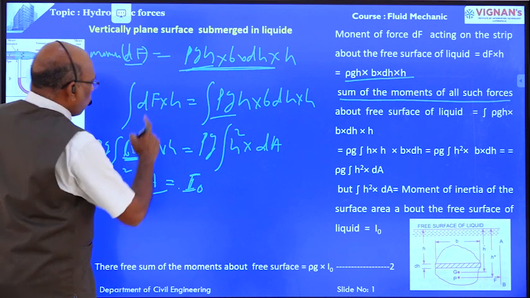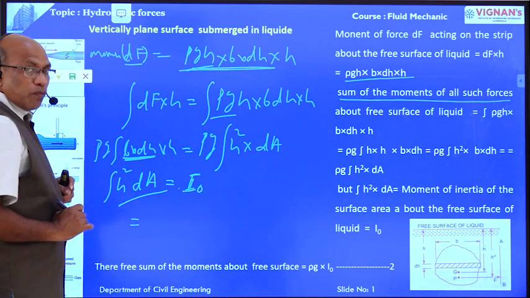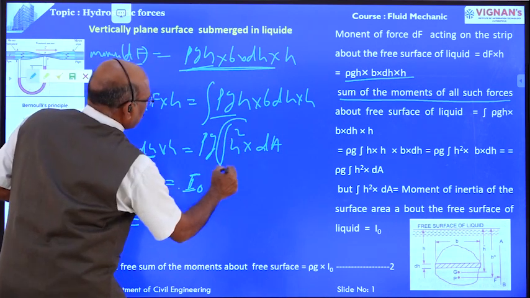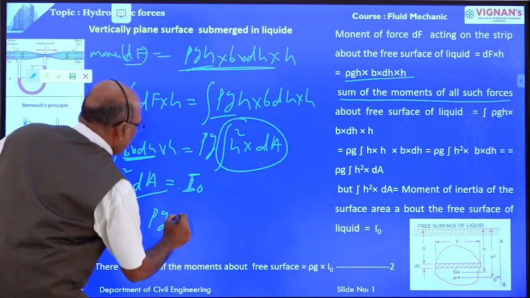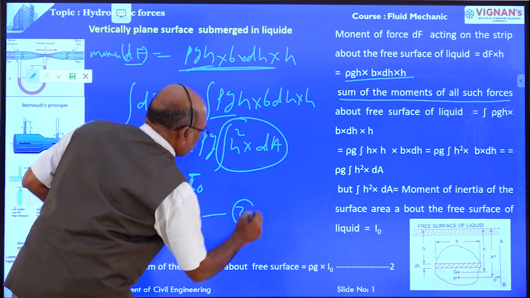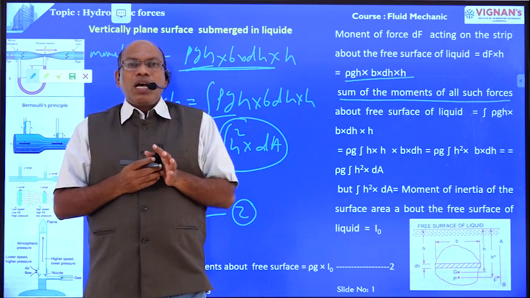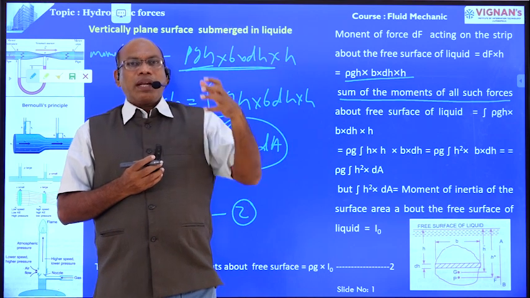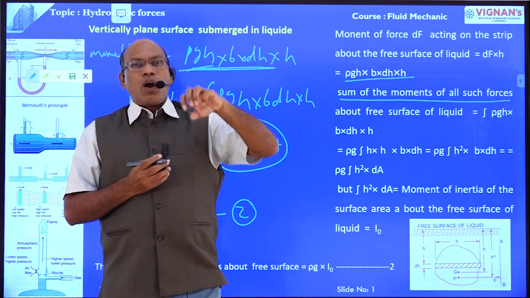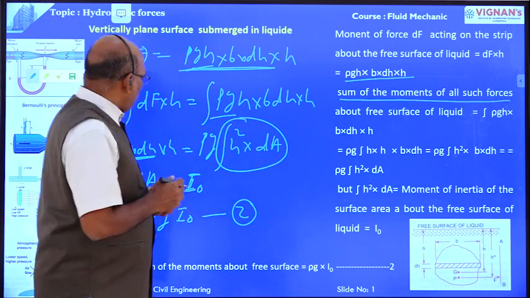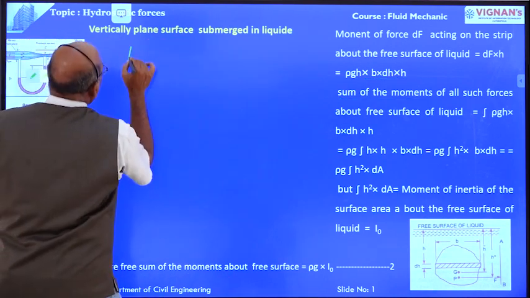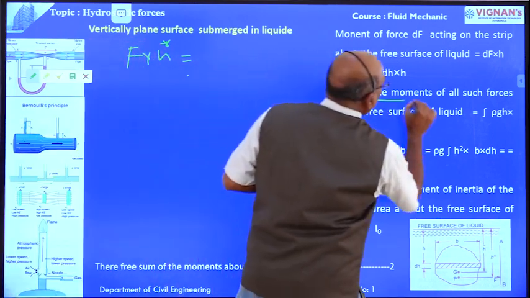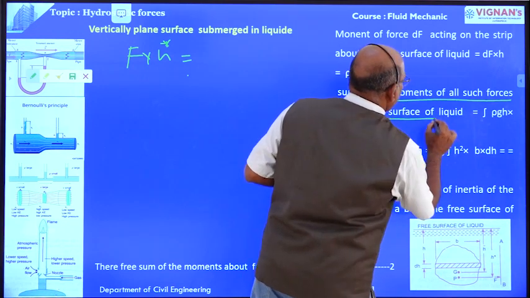Therefore, the sum of the moments is equal to rho g, and in place of integral h square dA, we take I0. This is equation number 2. Now equating the moment of the resultant force about the axis and the sum of the moments of its components about the axis, the moment of the resultant force is F into h star, equal to the sum of the moments of all such forces about the free surface of the liquid.